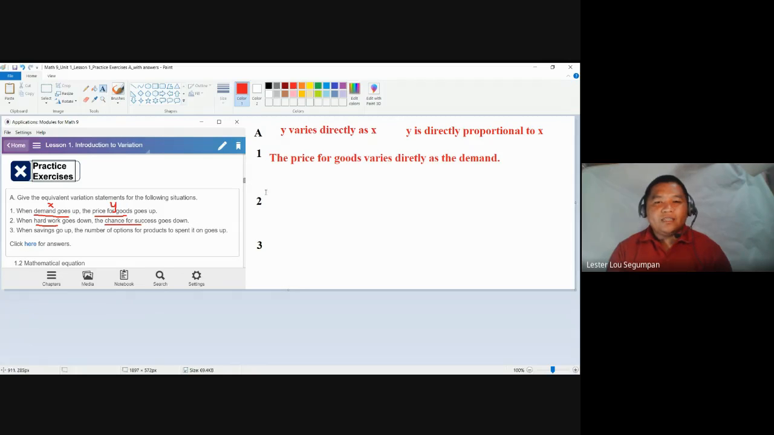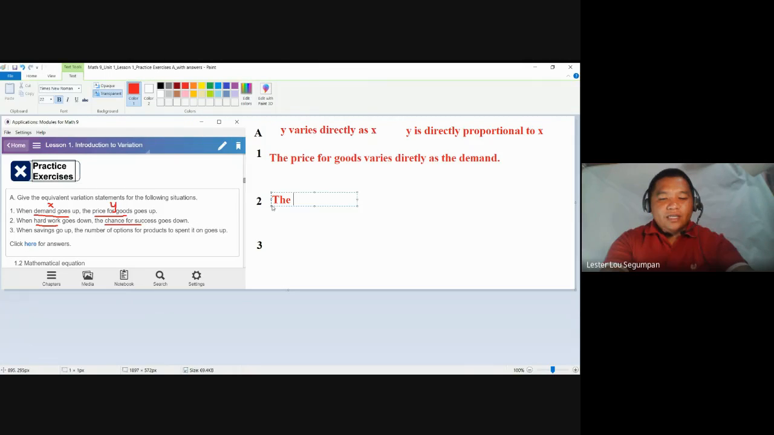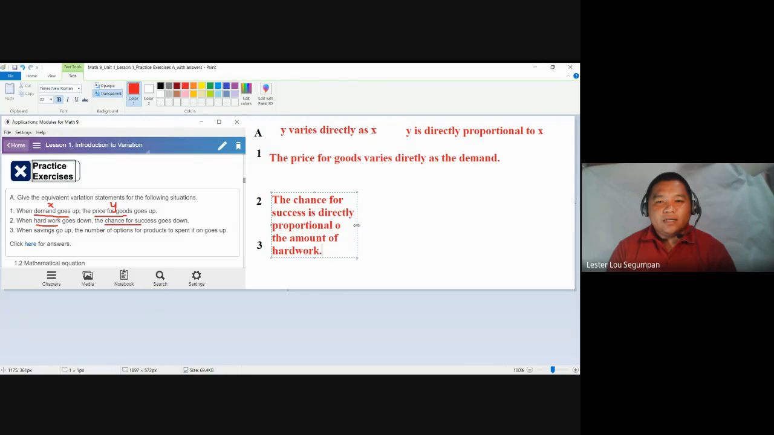So, to write your variation statement, you have the chance, because your y must start first. The chance for success. Let's use the second type of proportion, direct variation, is directly proportional to the amount of hard work. Okay, the chance for success.